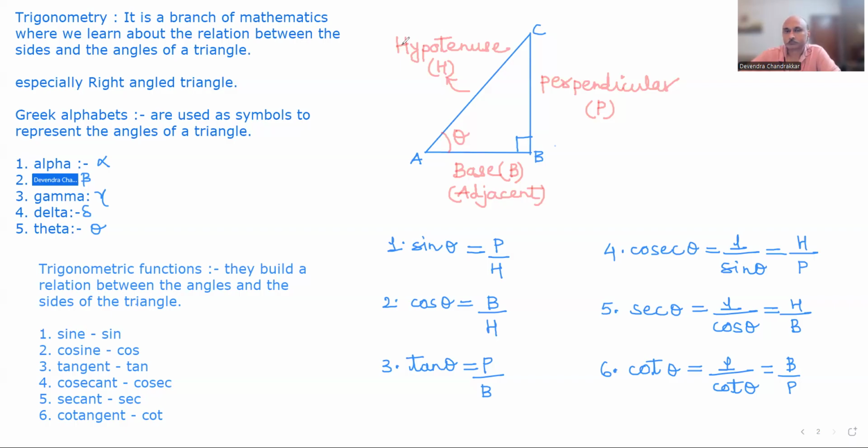Sir, what is the second Greek alphabet? It's beta. Hmm, I can't see it. Now you can see it. Yeah.